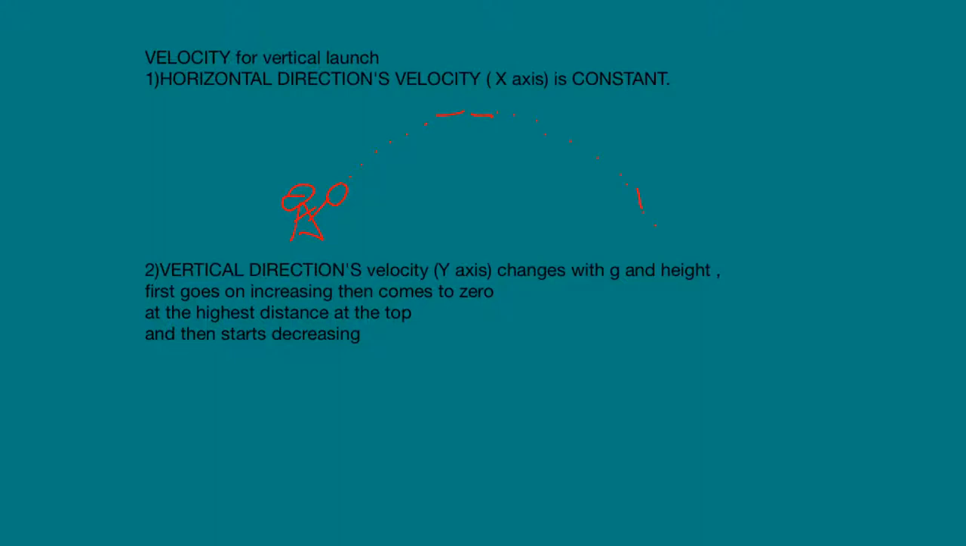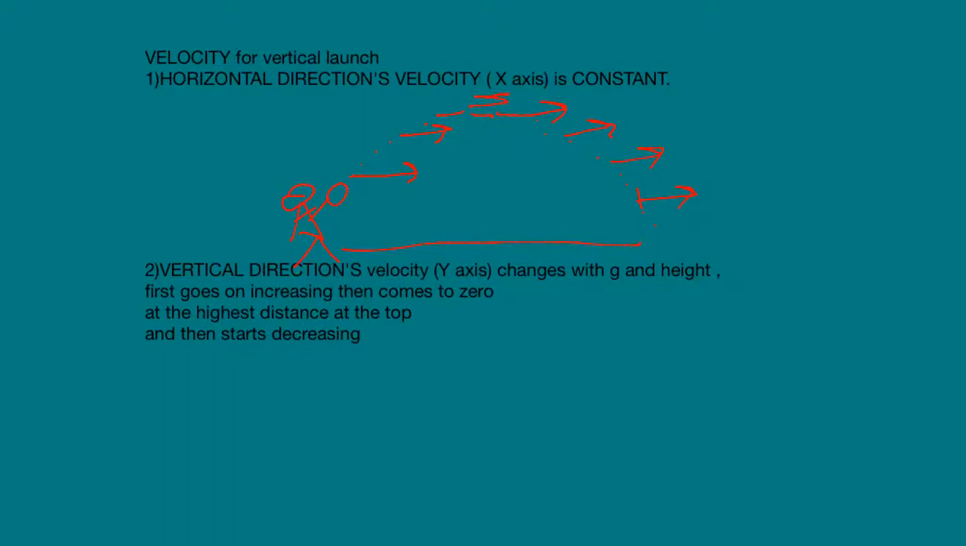So here you can see the velocity along the x direction, means along the line which is parallel to the ground. So this is ground, so this line parallel to the ground. The velocity in this direction will always be constant.